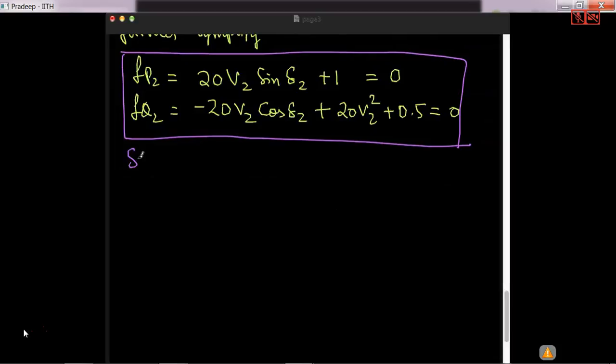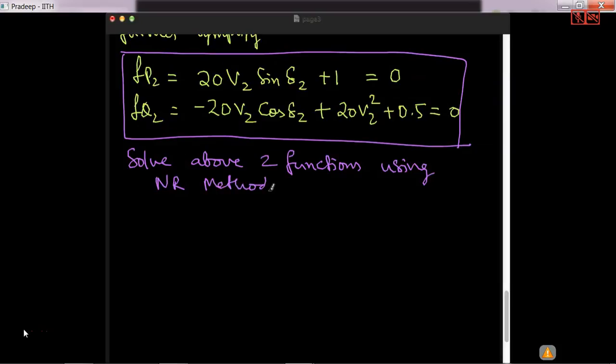So solve the above two functions using the Newton-Raphson method. For that, I require, see, what are the two functions? The first one is one function equal to 0, another function is equal to 0. Now I want to find the Jacobian matrix first. So how to find the Jacobian matrix? See, there are two functions and two unknowns.